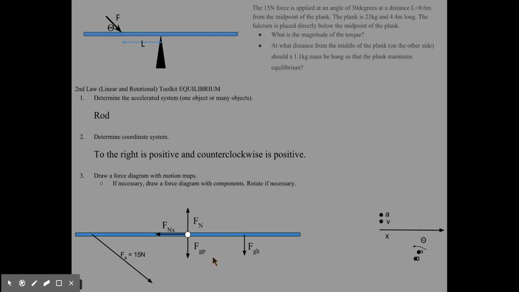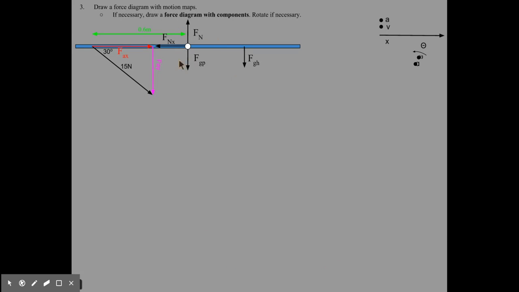Now, let's look at our forces. Let's start with the vertical forces. We've got a normal force up, a force due to gravity from the plank down, and a force of gravity down somewhere over on this side of the plank from the hanging mass. H stands for hanging. Now, I'm going to explain why there's this horizontal component of the normal force as well, and I'll do that in a second. The applied force goes at an angle there, and we're told that it's 15 newtons. That angle's 30 degrees.